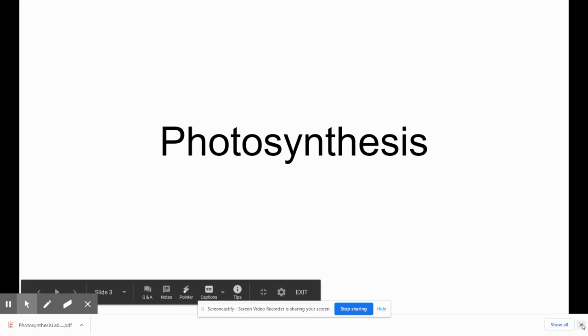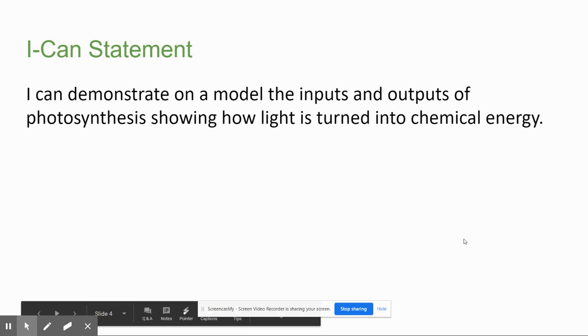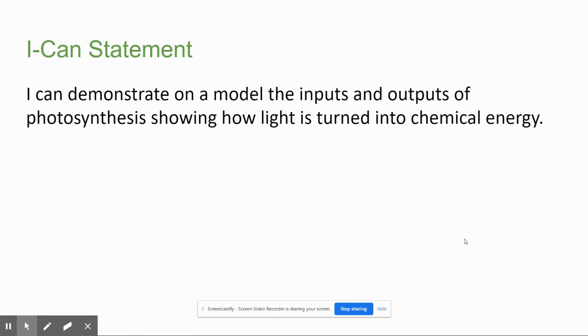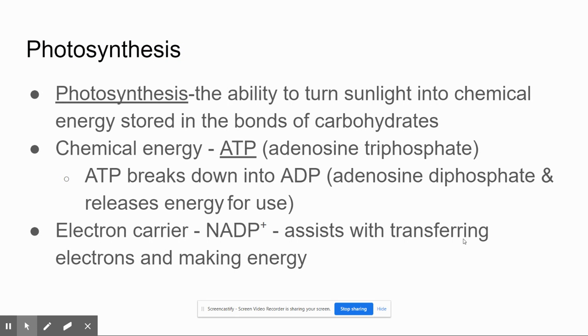So, photosynthesis. With photosynthesis, you want to be able to demonstrate on a model the inputs and outputs of photosynthesis, showing how light is turned into chemical energy. So the chemical energy that light is going to be turned into in this case is our glucose, our sugar that we talked about when we were talking about carbohydrates.